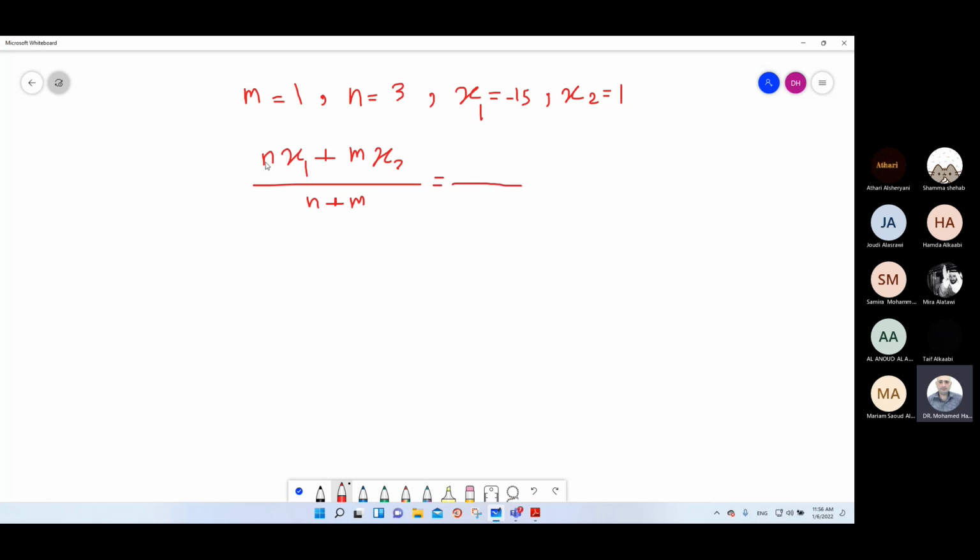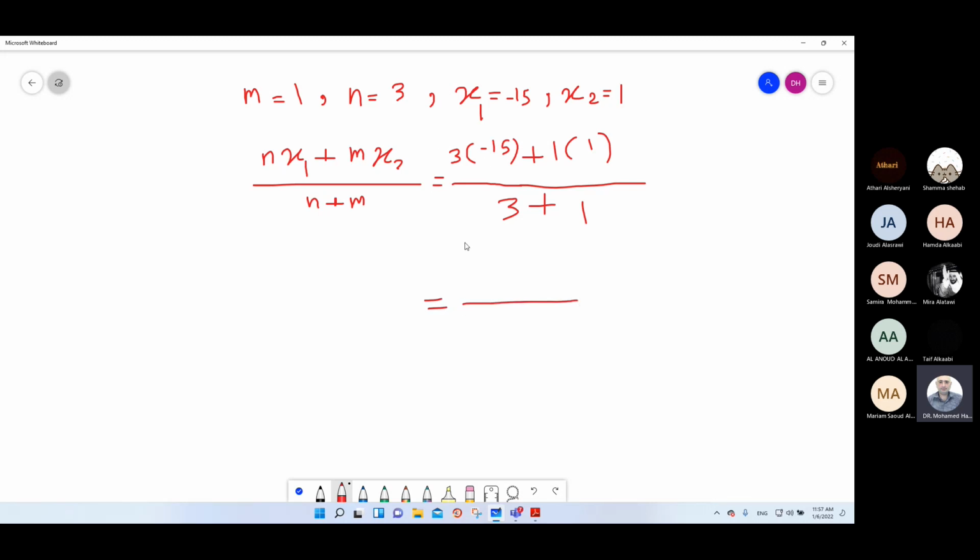What is the value of N? 3. What is the value of x1? -15. Plus, what is the value of M? 1. What is the value of x2? 1. Over, what is the value of N? 3. Plus, what is the value of M? 1.